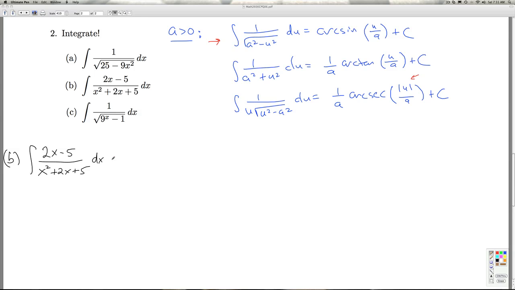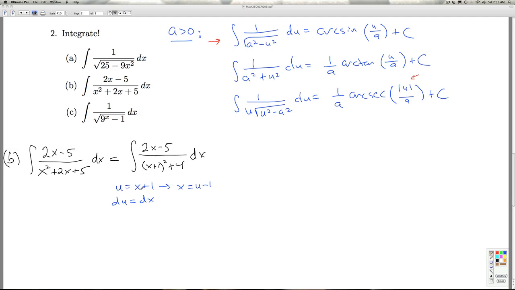Okay, another way to attack part B is to go ahead and complete the square from the get-go in the denominator. And so as we've seen, the denominator can be rewritten as x plus 1 quantity squared plus 4. And at this point, we just make a u substitution. Let u be x plus 1. du and dx are the same. But now I'm going to solve for x as u minus 1.